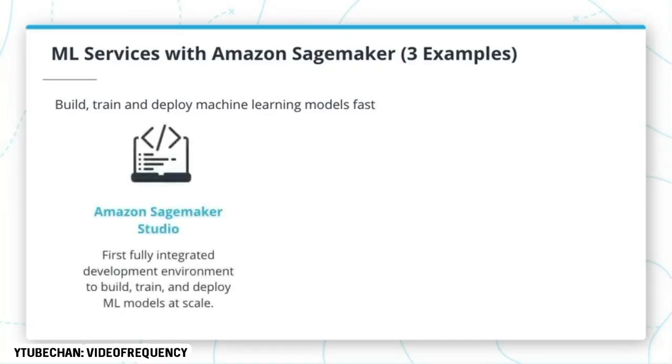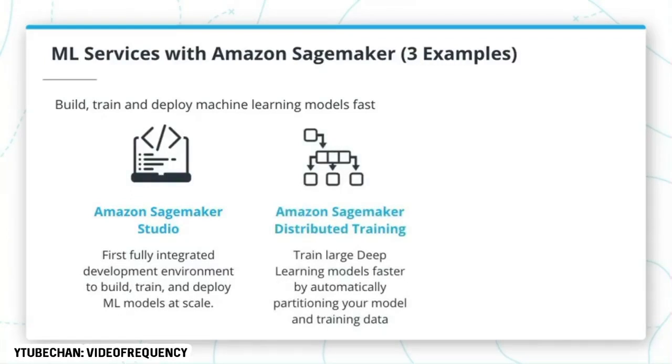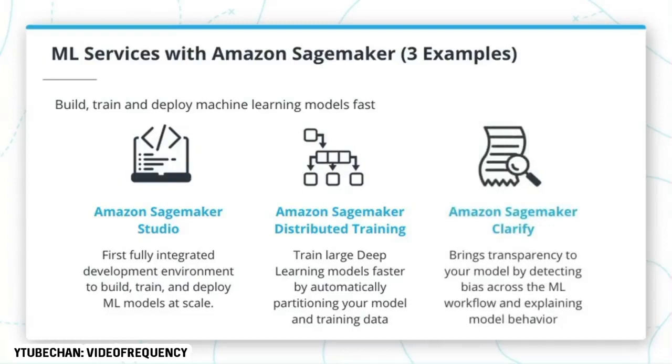With Amazon SageMaker, you can build, train, and deploy your model at scale in a fully integrated development environment. Amazon SageMaker distributed training can automatically partition your model and training data so complicated deep learning models can be developed faster. Amazon SageMaker Clarify can scan your model for biases across the ML workflow, so it brings transparency to your model. These were just 3 examples of many ML services AWS offers. Just make sure you check them out to find solutions that can have more application in your project.